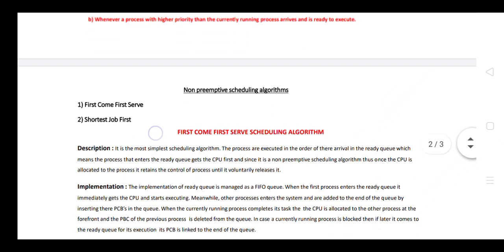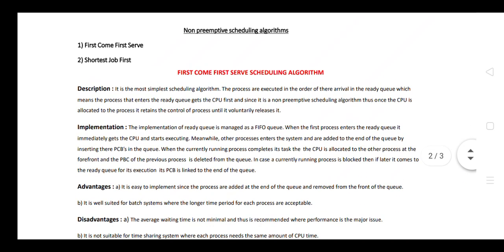Now we are going to start the non-preemptive scheduling algorithms. In non-preemptive scheduling algorithms, from your syllabus we just have to study two algorithms. One is called first come first serve, and the other is called shortest job first.